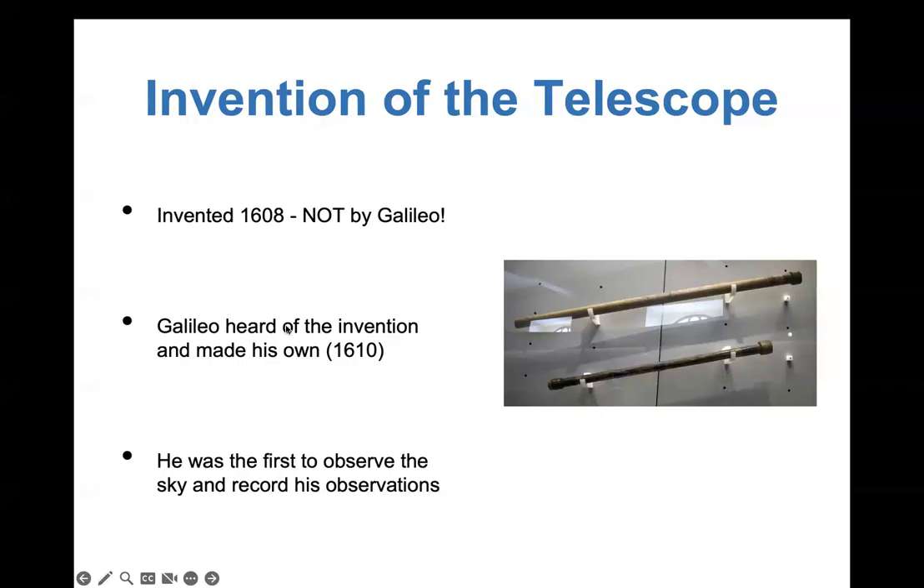Okay, so it points out that he heard of the invention. He made his own, presumably after seeing one, or maybe just from a schematic. And then he was the first, at least that we know of from his published observations, to observe the sky and record them. So no one else had used the telescope in that way that is remembered by history, right?